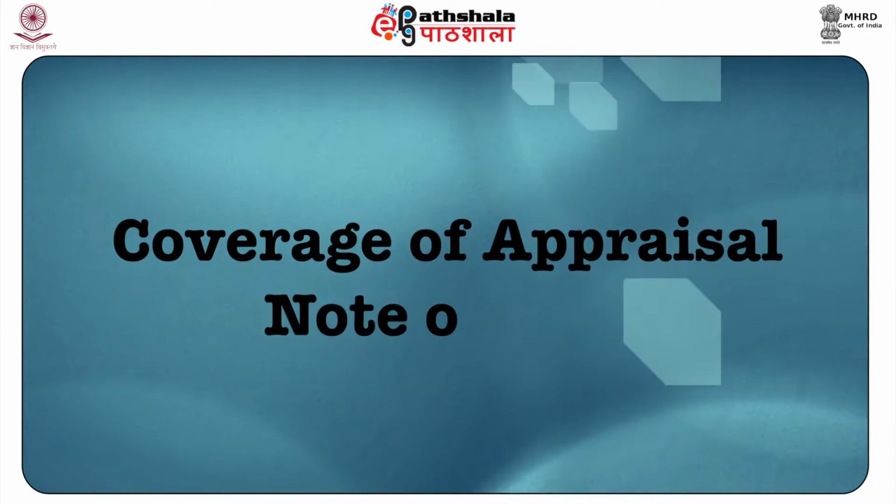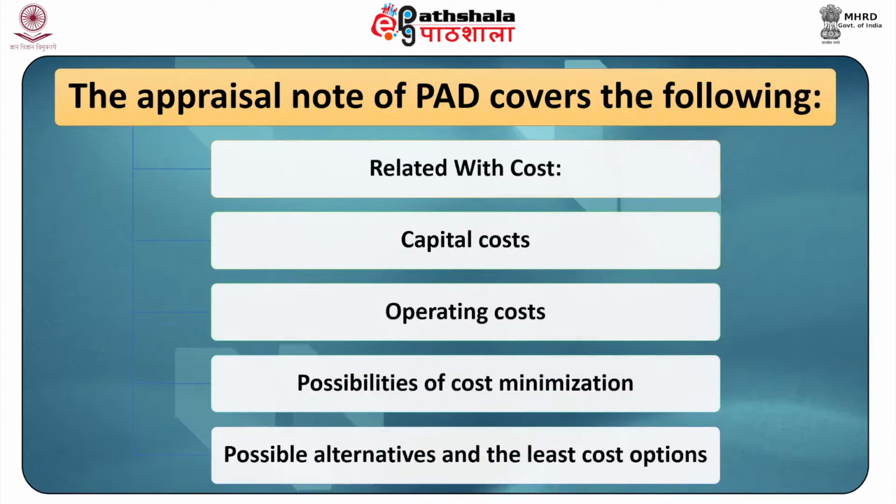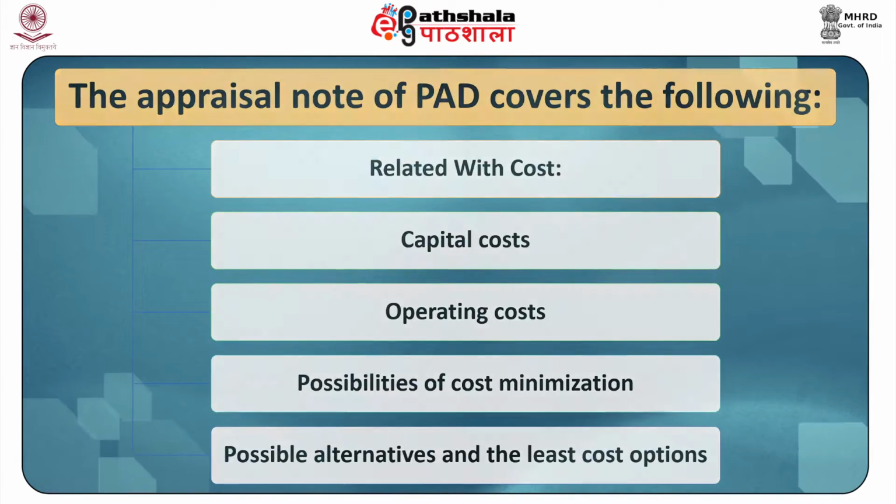Coverage of appraisal note of PAD. The appraisal note of PAD covers the following. Number one, related with cost, that is capital cost, operating cost, the possibilities of cost minimization, possible alternatives and the least cost options.